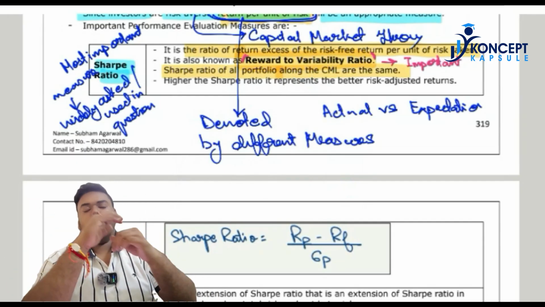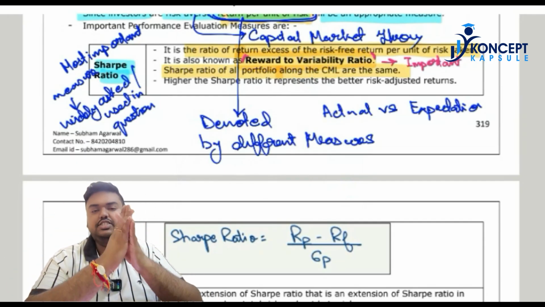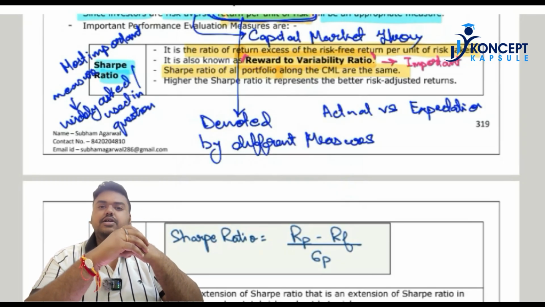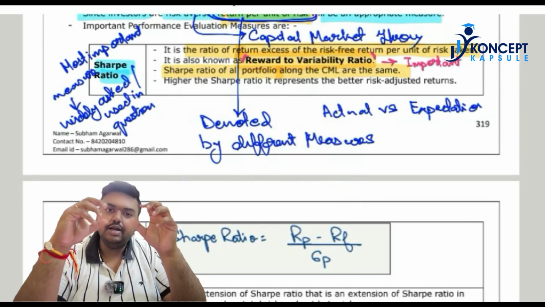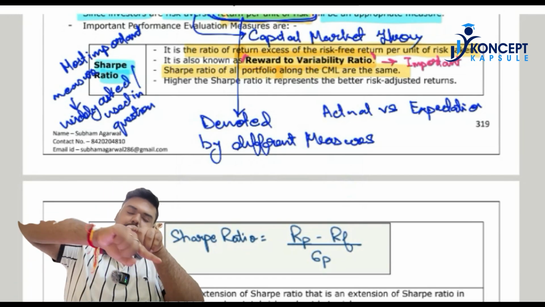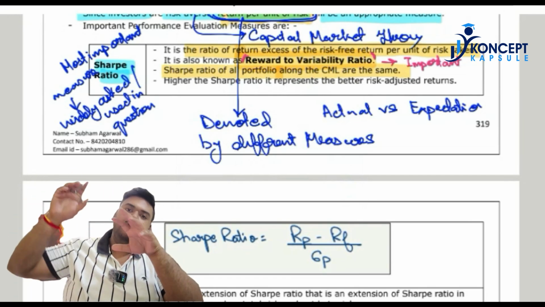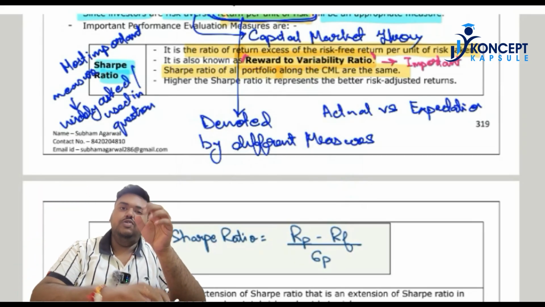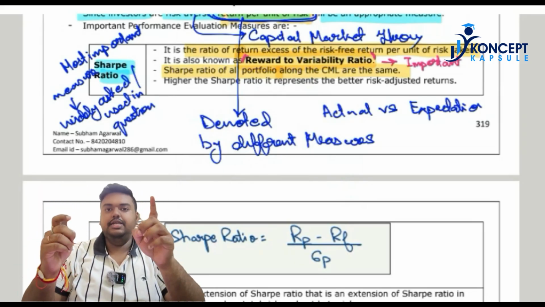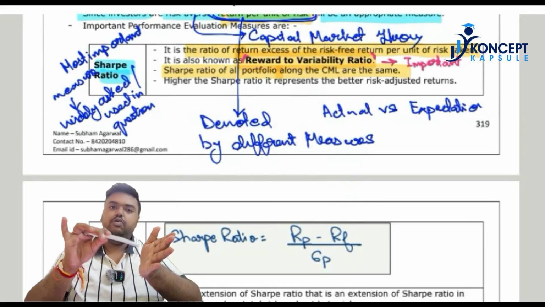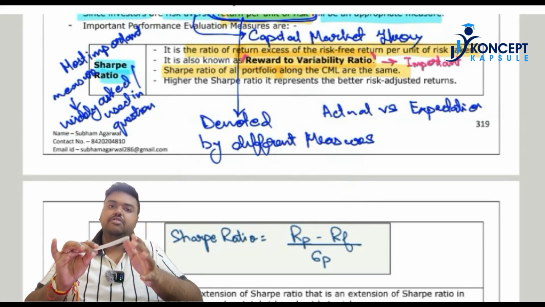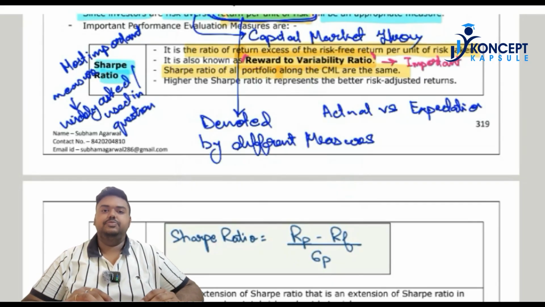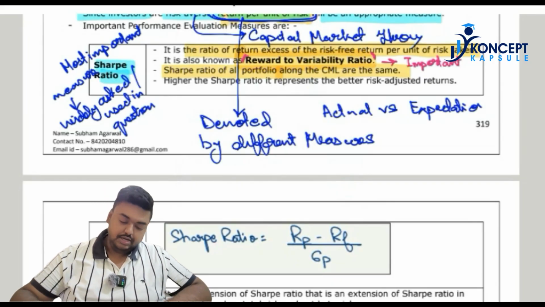Guys, do you remember what a capital market line is? We have studied the capital market line. What it is saying is that any portfolio that you take on the CML, you will have the same Sharpe ratio. What does it mean? It means that any portfolio on the CML will give you the same excess return per unit of risk. Let me repeat.